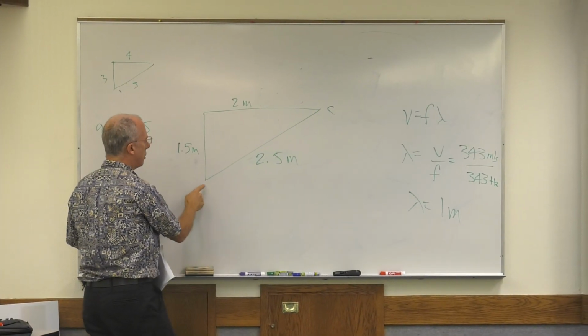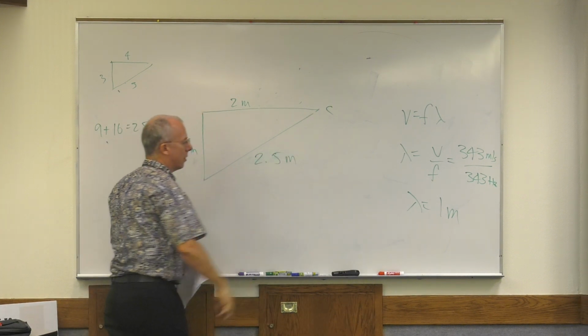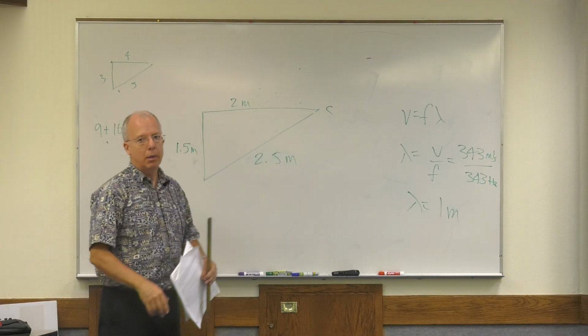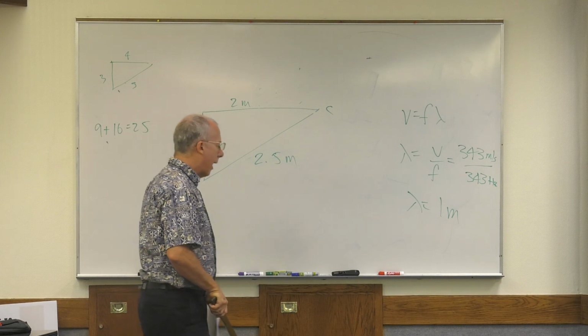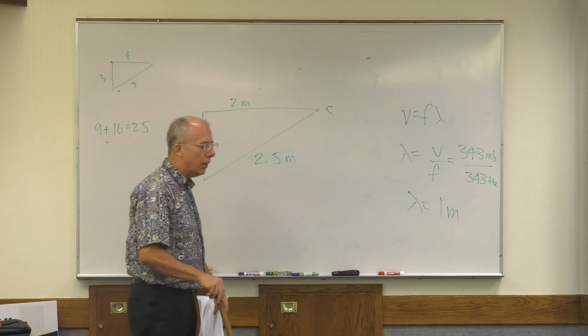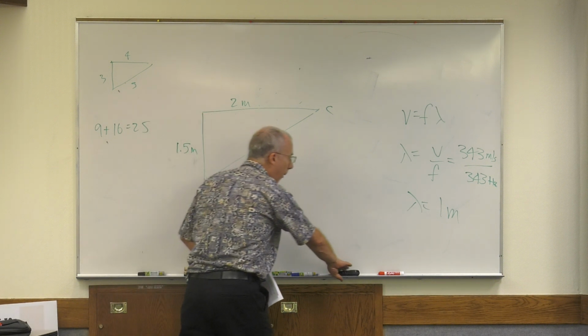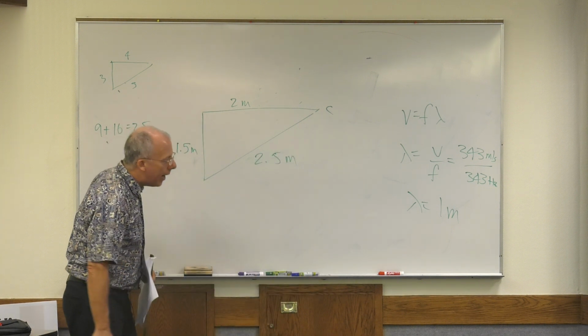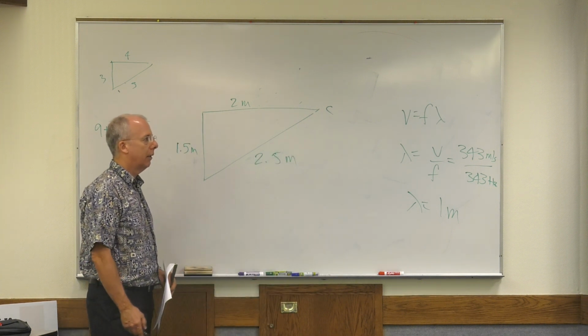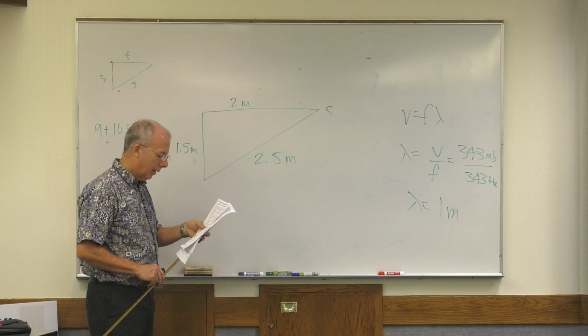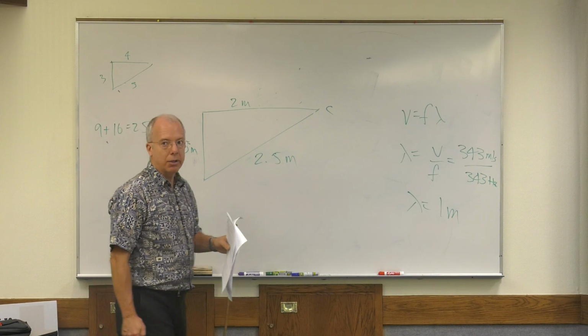The sound from this speaker is traveling 2.5 meters. What's the path difference? 0.5 meters, right? But the wavelength is 1 meter, so therefore it's half a wavelength. If it's half a wavelength, that's destructive. Okay, make sure you understand that.